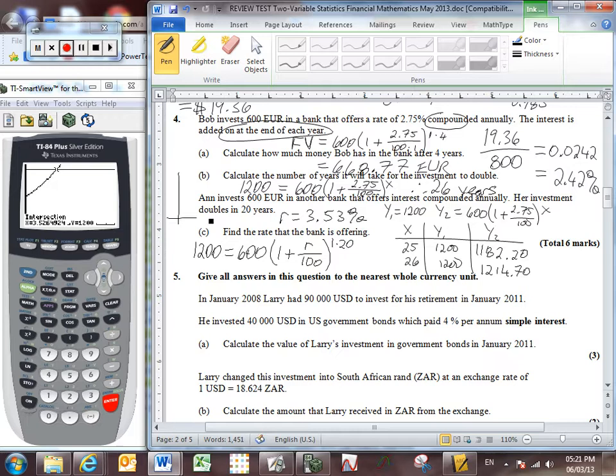In order to show my work, I should just draw a quick sketch of the graph. So I've got my 1200 there. That's y1 is 1200. Let's just label it. And then I've got another function here, and that's my y2 is 600 times (1 plus r over 100) to the power of 20. And then the intersection point, I should label that as 3.53, 1200, and of course it's the 3.53 that I'm interested in, and there's my answer. Number 5.